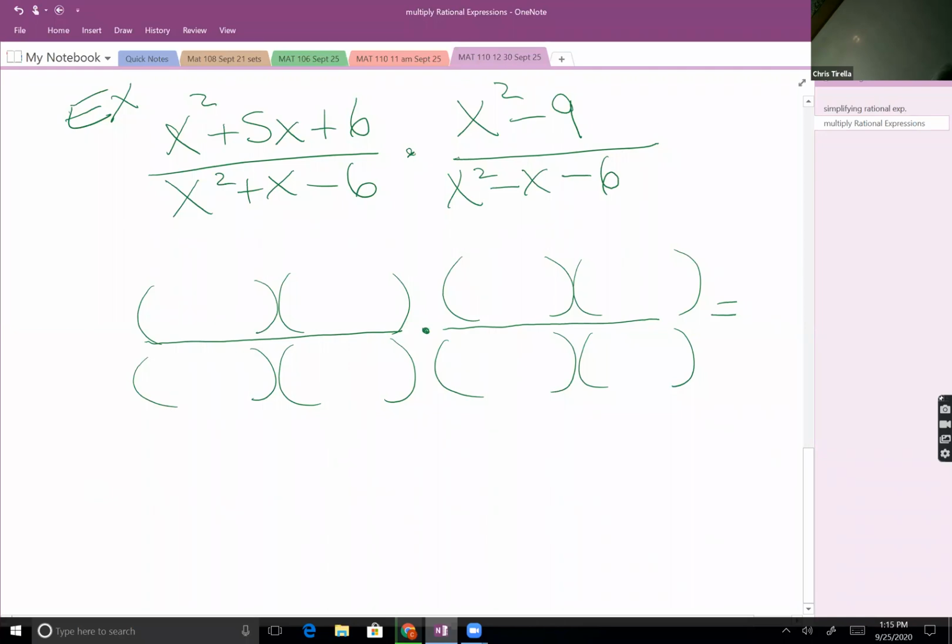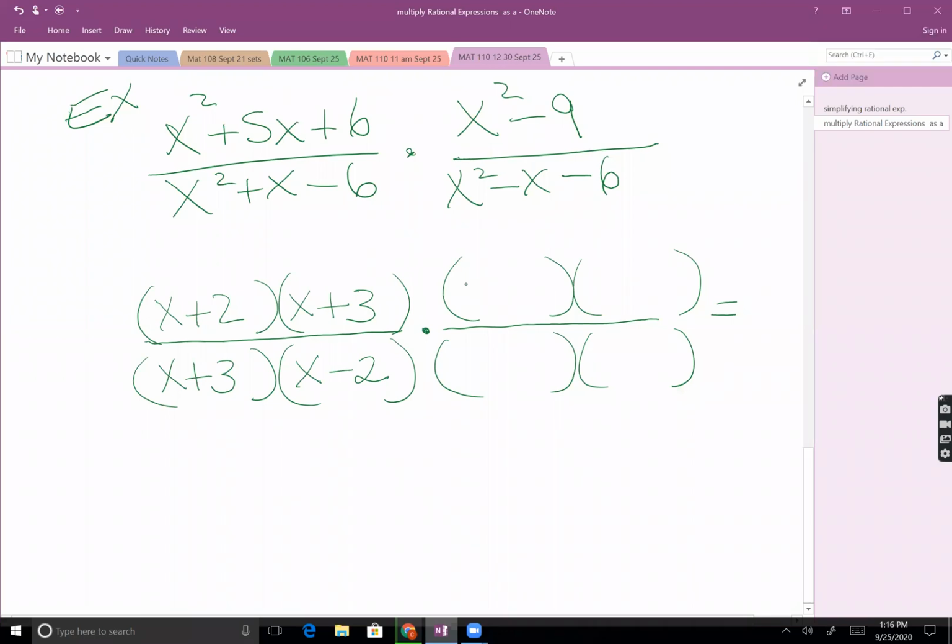All right, who can factor for me the x squared plus 5x plus 6? The numerator would be x plus 2, x plus 3. Beautiful. Do you want to give me that denominator also? No, I didn't figure that one out. Okay, all right. Is it x plus 3, x minus 2 for the denominator? X plus 3, x minus 2 would give us that denominator. Beautiful. How about that next numerator? X plus 3, x minus 3. And that next denominator?